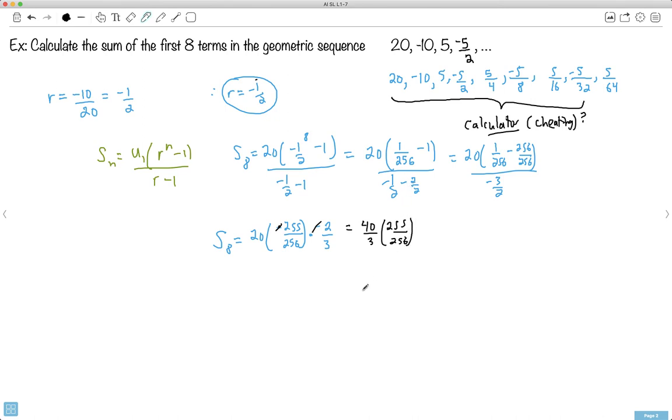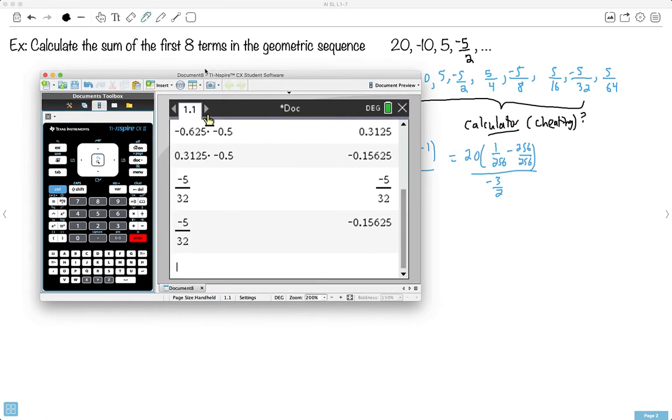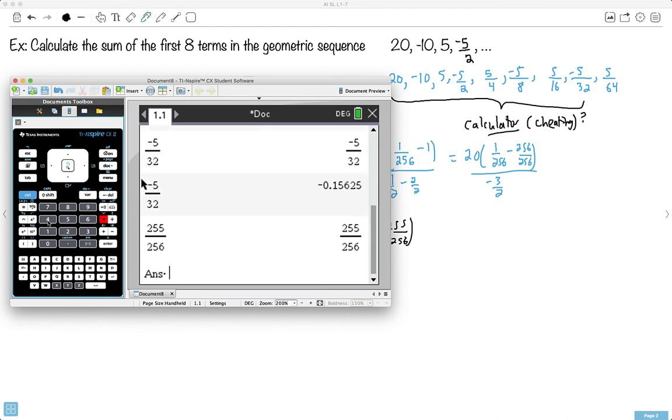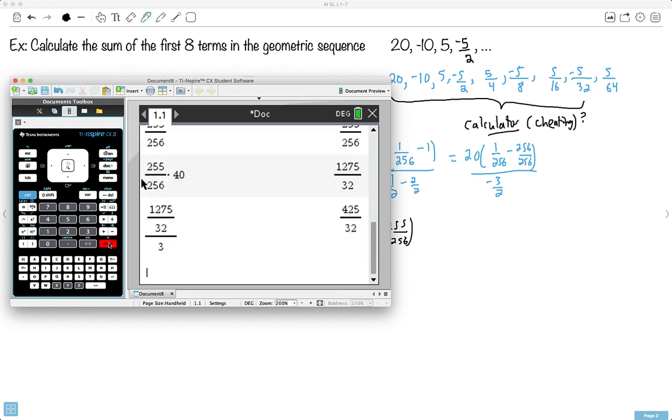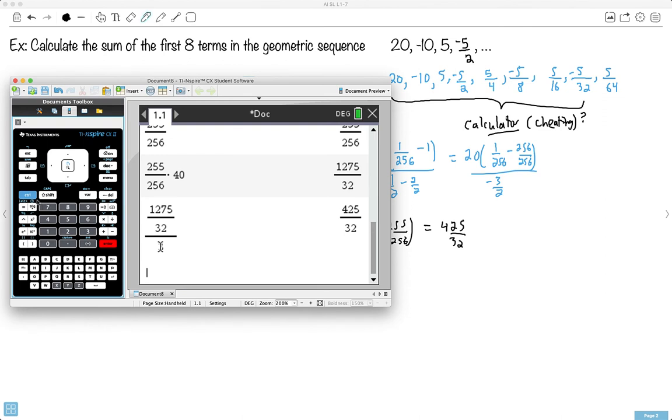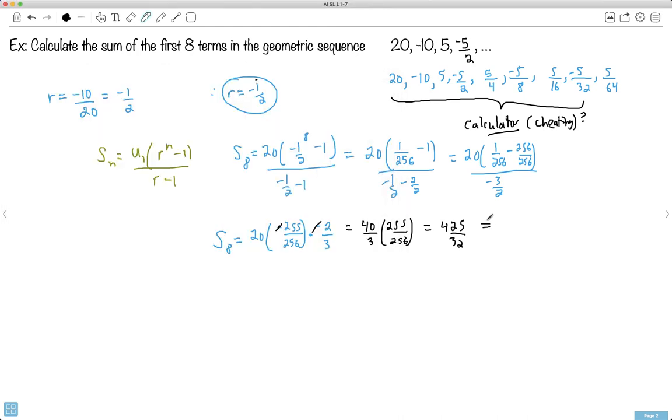What'll that be? I guess I can just use my calculator if I'm feeling really lazy. What's 255 over 256? I get that. Oh, that's nice, it doesn't really reduce. Times 40, divide that by 3. I end up with 425 over 32. So that's my exact answer. And if I want an approximate, of course I can just say, please give me the approximate answer. So it's 3 significant figures, it'll be 13.3. So I'll put approximately 13.3. Whoops, that's not a 3. That's a 3. There we go.